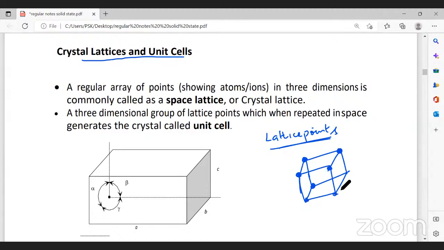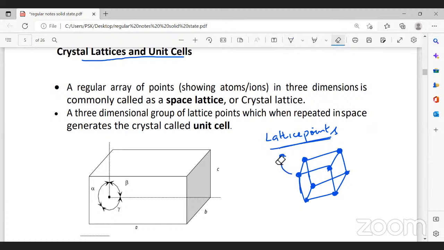These particles, which are represented by means of a dot, are called lattice points. The position of the particles in a crystal lattice is represented by a point, and those points are called lattice points. Did you understand what I'm telling? What is a lattice point? The position of the particles is represented by means of a dot, and it is called a lattice point. Do you understand this? Yes, sir.